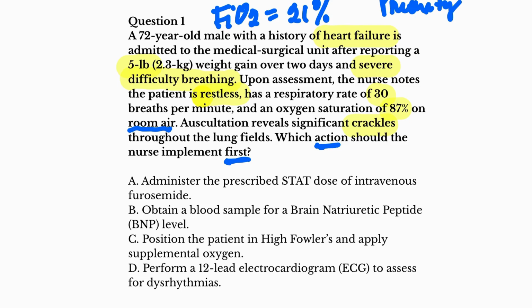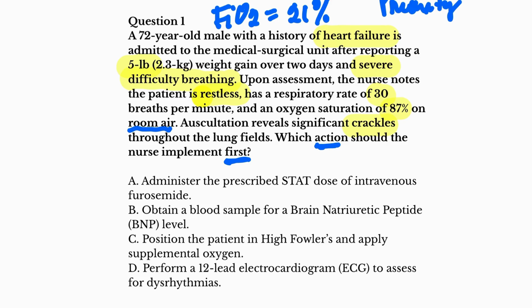So let's look at the choices. Letter A, administer the prescribed stat dose of intravenous Lasix or furosemide. Letter B, obtain a blood sample for a brain natriuretic peptide, which is BNP level. Letter C, position the patient in a high Fowler's position and apply supplemental oxygen. And then letter D, perform a 12-lead ECG to assess for dysrhythmia.